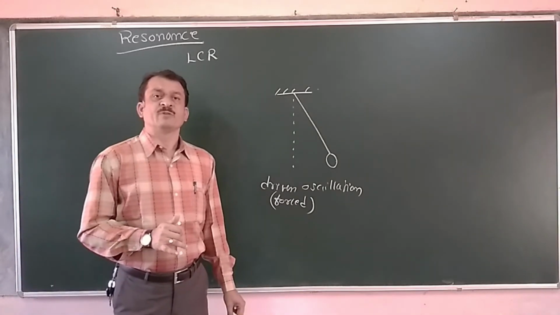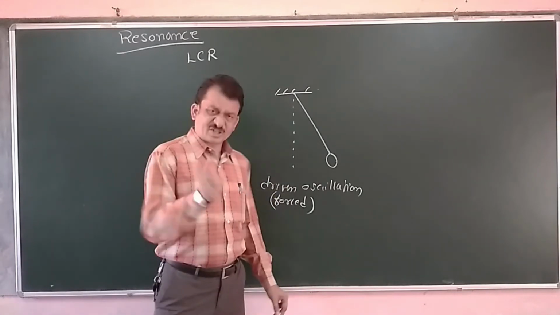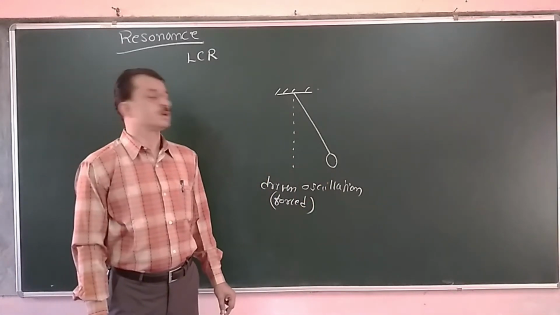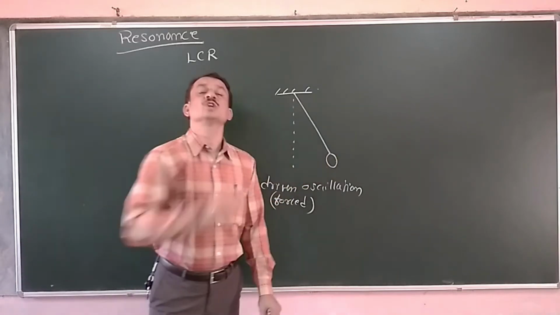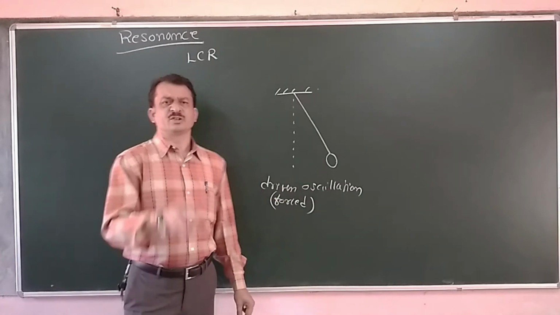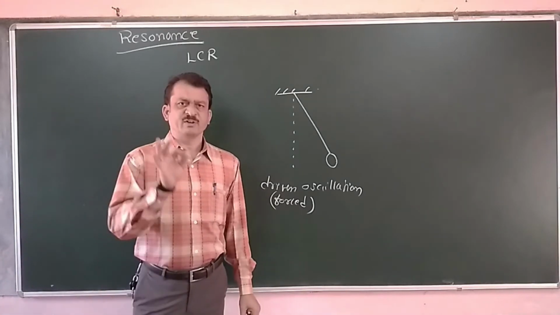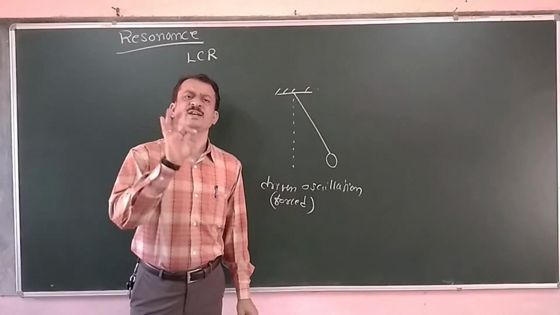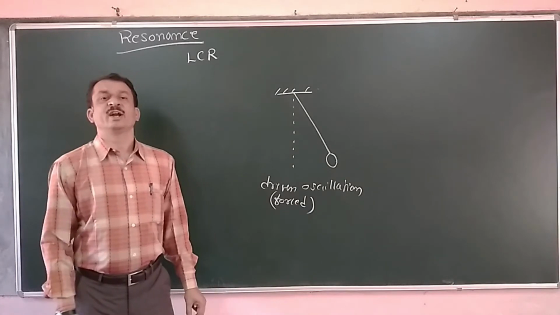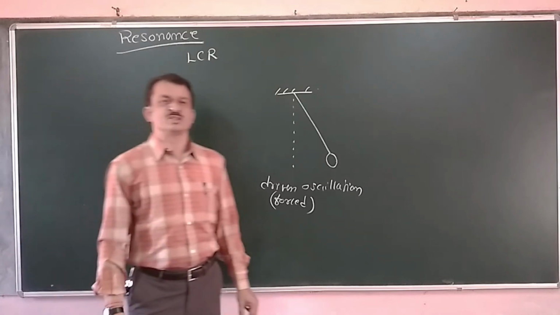If the frequency of the external force matches the natural frequency of the pendulum, then that pendulum oscillates with the maximum amplitude, and that phenomenon we call resonance. If the driving force matches or nearly equals the natural frequency of the system, then we get a maximum amplitude of oscillation, and that phenomenon we call resonance.